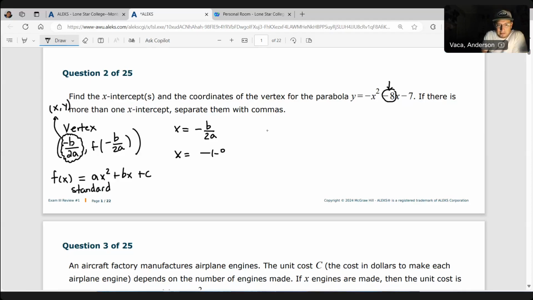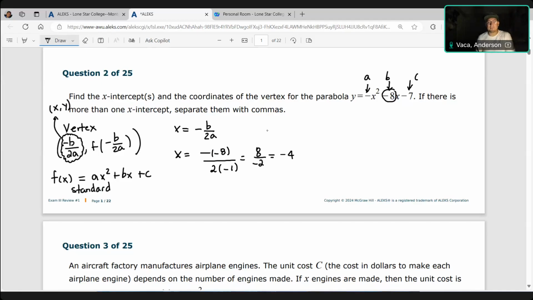So negative 8, divided by 2 times a. That was a, that's b, and that's c. Negative 1. So we get positive 8 divided by negative 2, which gives us negative 4. So now we know that the vertex has x value negative 4. Let's find the y value.